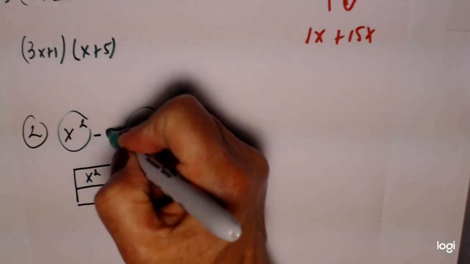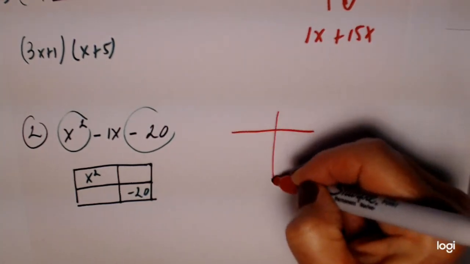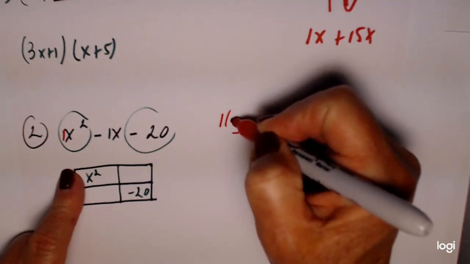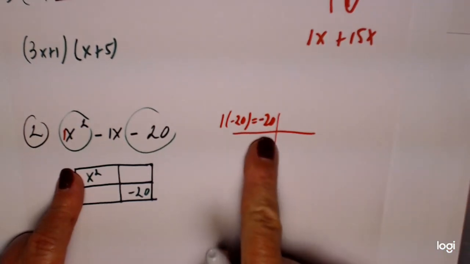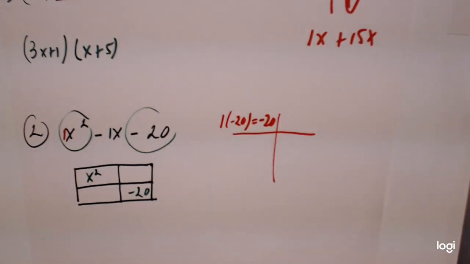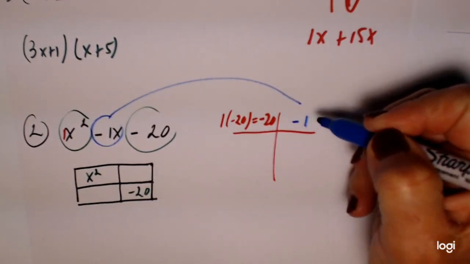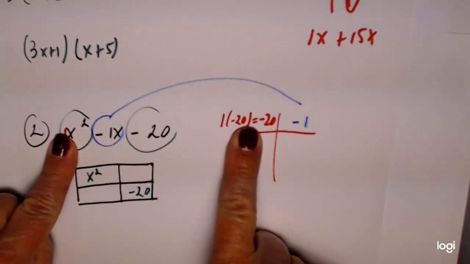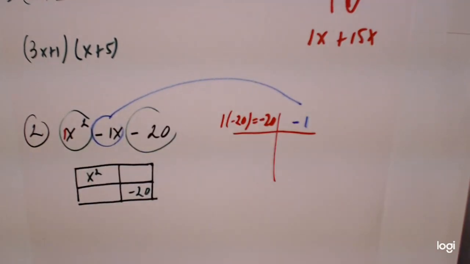And remember, there's that invisible 1 there. So let's make our table to help organize our information. Again, the invisible 1. So 1 times negative 20 is negative 20. So we want numbers that multiply to give us negative 20, and then add to give us a negative 1. So we multiply the first and third coefficients, and then the middle guy, we want to add to that coefficient.